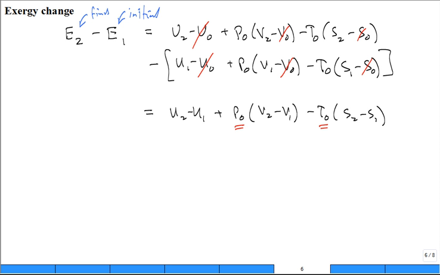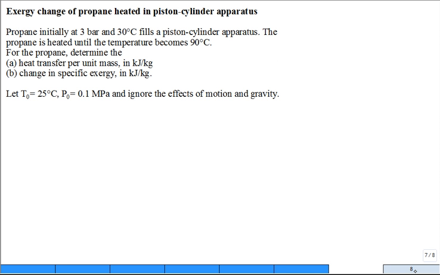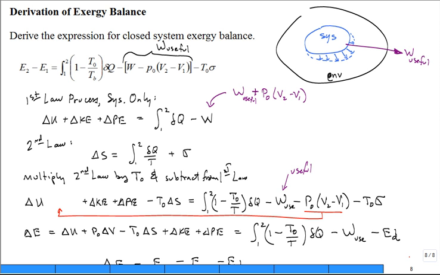Make sense? So is this like a change from one state to the other? That's exactly right. And often those are what we have. We have processes that don't always go to the dead state. They just go from this state to that state. And that's a good lead in to a derivation. So let's go ahead and do this derivation.